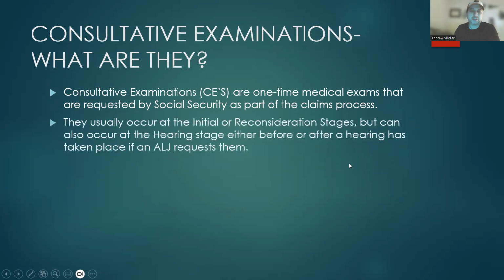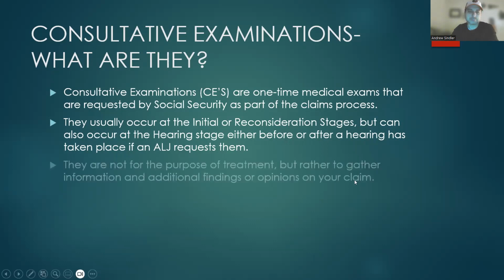Okay, so consultative examinations usually occur at the initial or the reconsideration stages. So the initial claim, and then if you get denied and you file the first appeal at reconsideration, as we've talked about in prior videos, that's generally when they occur, sometime as the case is being developed and it's assigned to a caseworker. They can also occur at the hearing stage, either before or after a hearing has taken place, if an ALJ, a judge, requests them. They're not that common at that stage, but it's not impossible. So it really depends. But the bulk of them occur at these two stages.